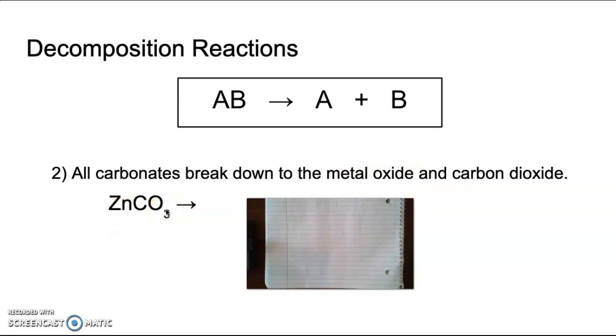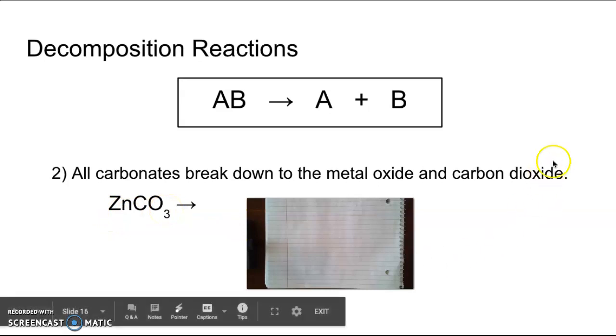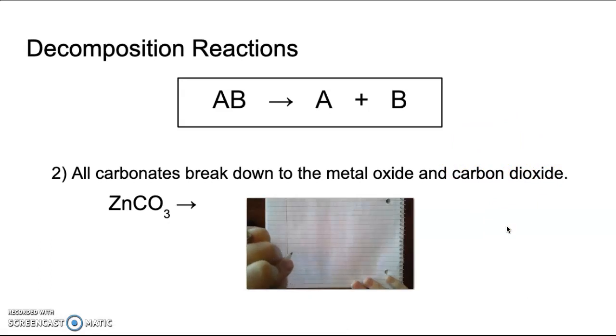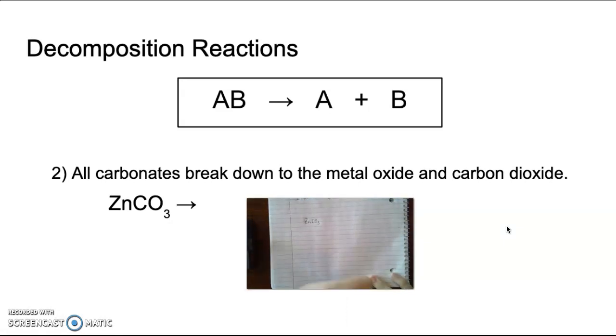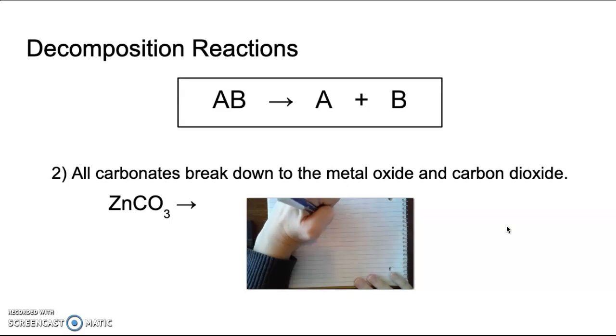So we'll have to figure out the formula for zinc oxide. And then our second product is always going to be carbon dioxide. So let's do this one together. All right, so we've got zinc carbonate. And we know that because it's a carbonate, we want to figure out the compound that forms that's called zinc oxide. So we have to think back to a little bit earlier in the year and remember that we need to cross down the charges to figure out the formula.